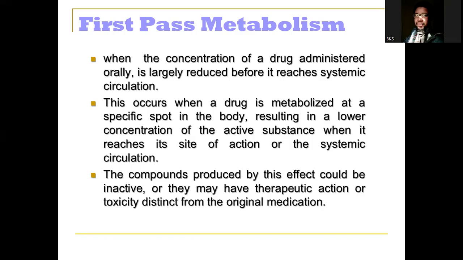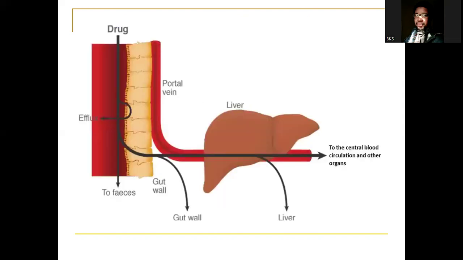So you have the systemic bioavailability comprising the fraction absorbed, the fraction that escapes metabolism in the enterocytes, plus the fraction that escapes metabolism in the liver, and the fraction that also escapes metabolism while being transported to the target tissues. So this is basically what happens in first pass metabolism.